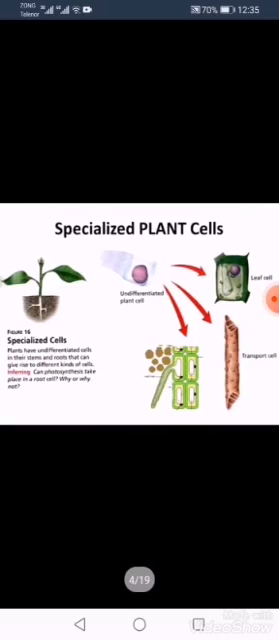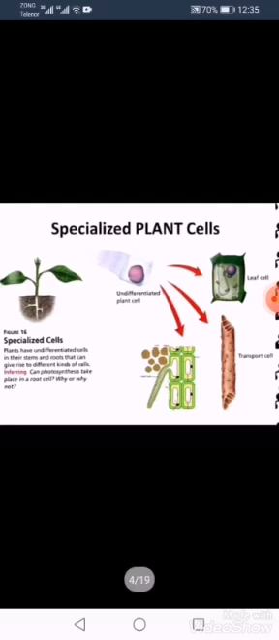I'm your science teacher. We are studying cells, tissues and organs, which is chapter number 1. Today our topic is specialized plant cells. There are a lot of cells present in the plant which perform different jobs. Some of them we have discussed: two cells, the palisade cell and root hair cells.